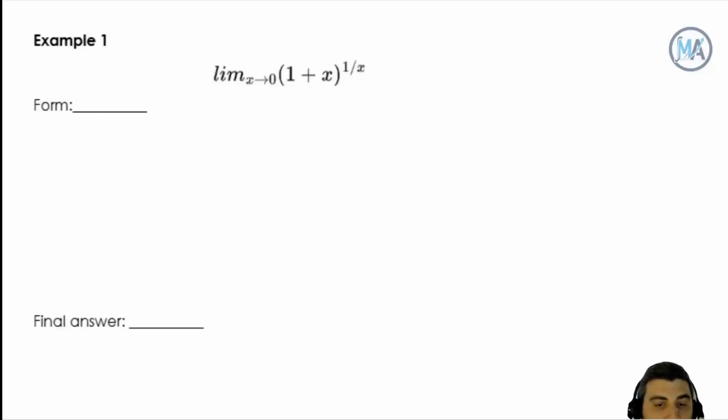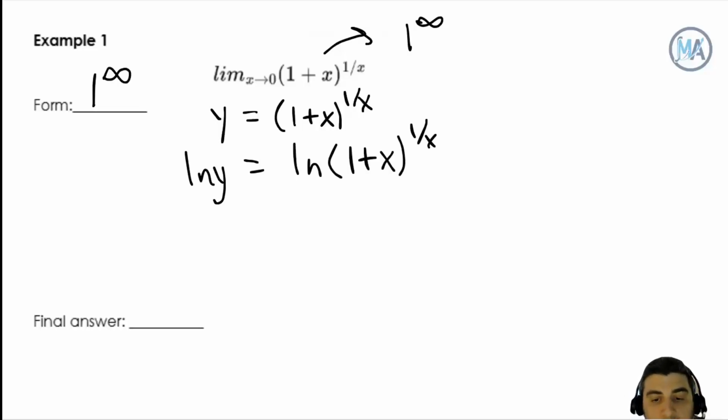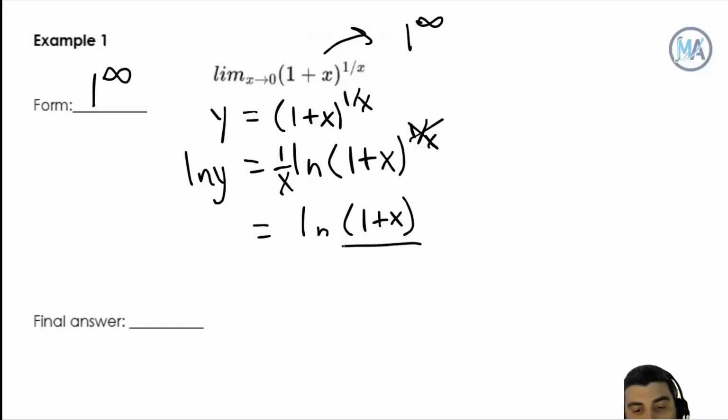In this case, if we take the limit as x approaches 0, this is going to approach 1 to the infinity power. You would not write equals 1 to the infinity, so this is an exponential form of 1 to the infinity. So the first thing we do is let y equal the function, and then you take the natural log of both sides. The reason we take the natural log of both sides is because part of the problem with this problem is the exponent is part of the indeterminate form. When we take the natural log, we can rewrite the exponent using the power property. And this would equal natural log of 1 plus x over x.